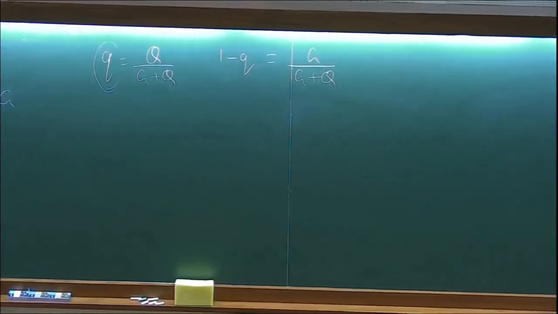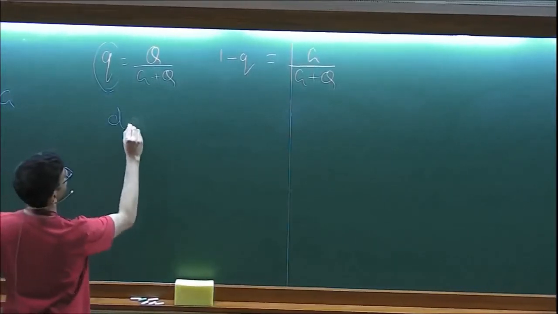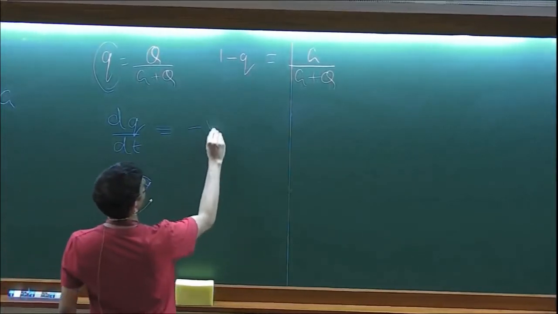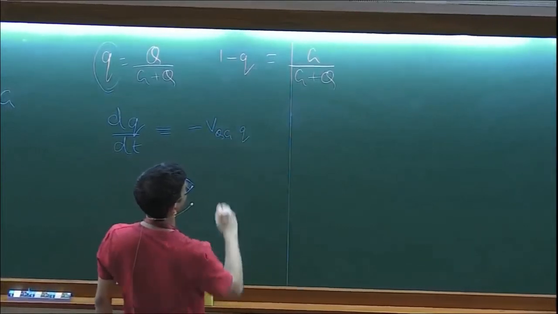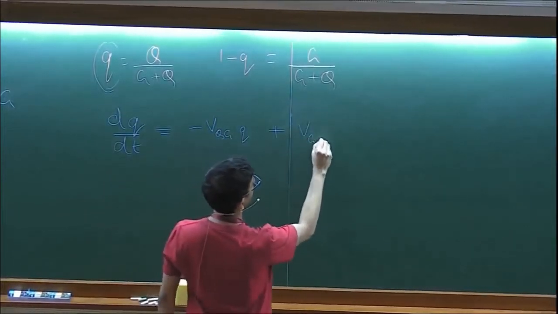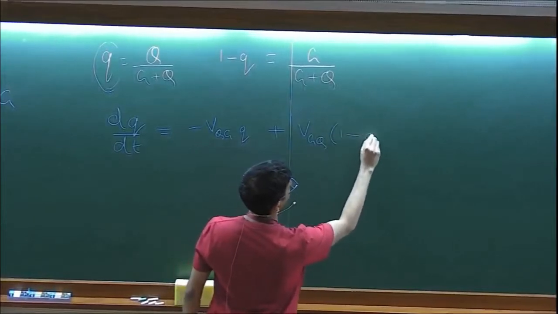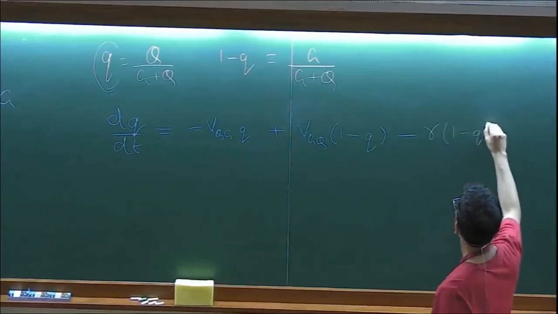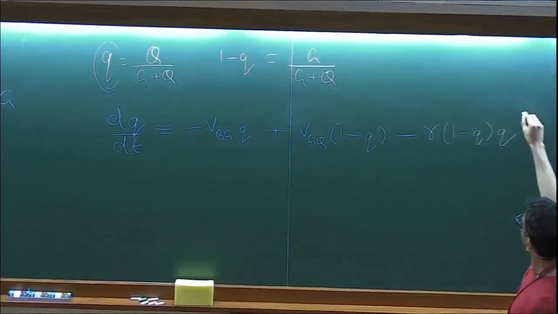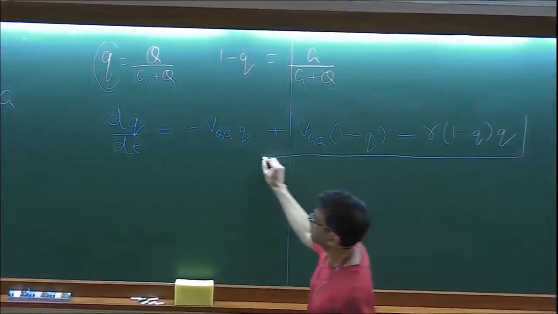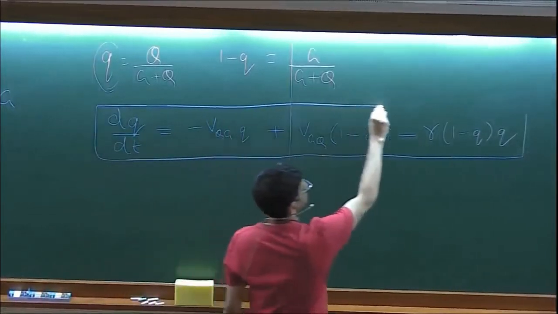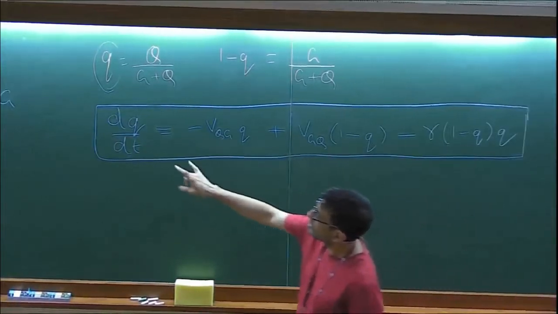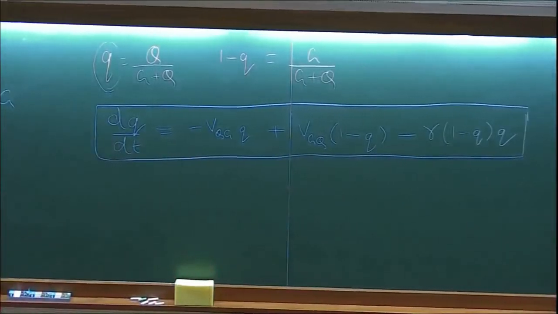So you will get dq/dt, d small q by dt, over here. Okay? You will get minus v_QG q plus v_GQ (1 minus q) minus gamma q (1 minus q). So I am going to use this equation a fair amount. So essentially this equation is the same as that equation.